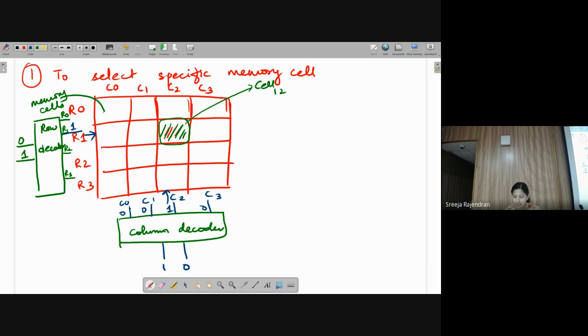In one cell, only one bit will be stored, 1 or 0, like that. Okay, we are not talking about data the way you write, but this is how we access memory. So memory is an array where we have multiple cells. It's in a row column format. To access a specific memory cell, I have a row decoder and a column decoder, which helps me to get data or to write data into a specific cell. Okay, so this is one major application of decoder.